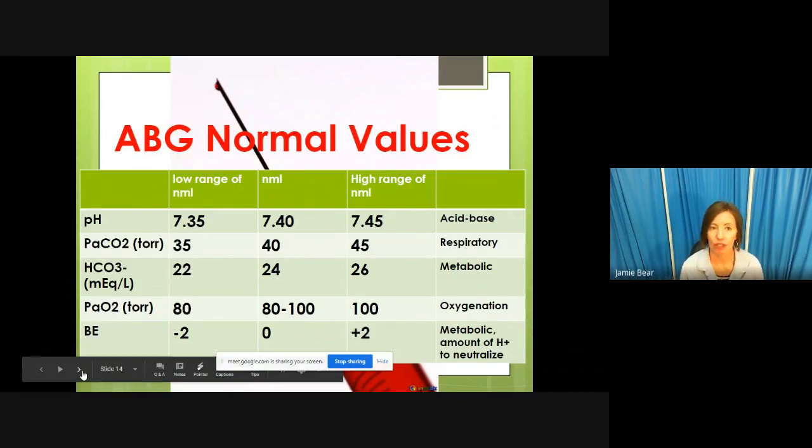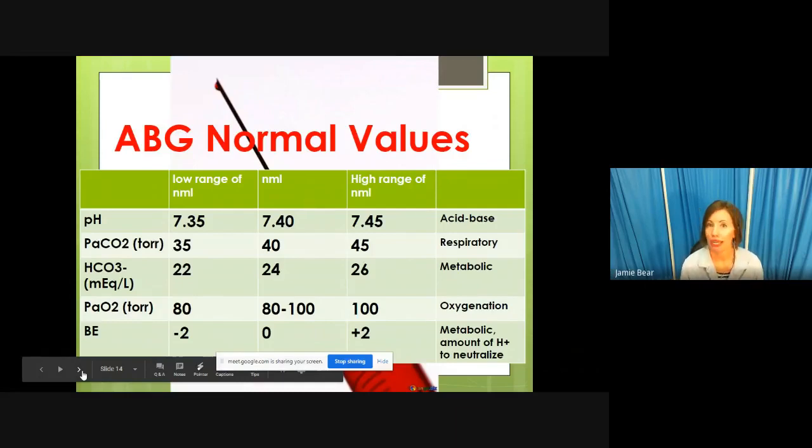The PaCO2 is between 35 and 45, normal being 40. This talks about our respiratory status and how effective ventilation is. The bicarbonate is between 22 and 26 milliequivalents per liter, and this depicts our metabolic system. We can get our PaO2, which is our oxygen level in our body, and we can see if our patient is experiencing any hypoxemia. So 80 to 100 torr is normal.